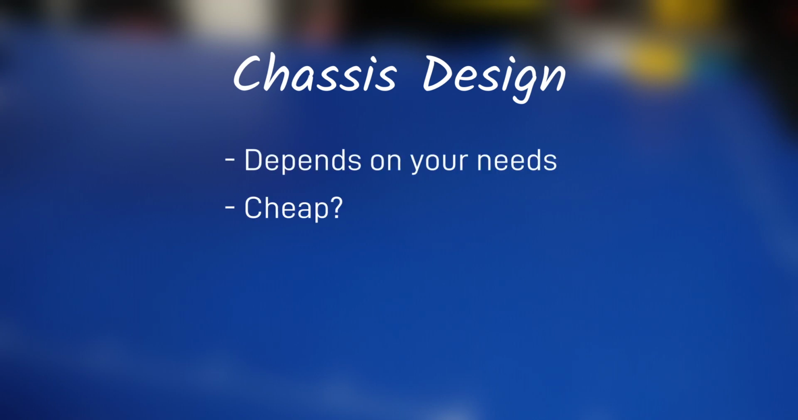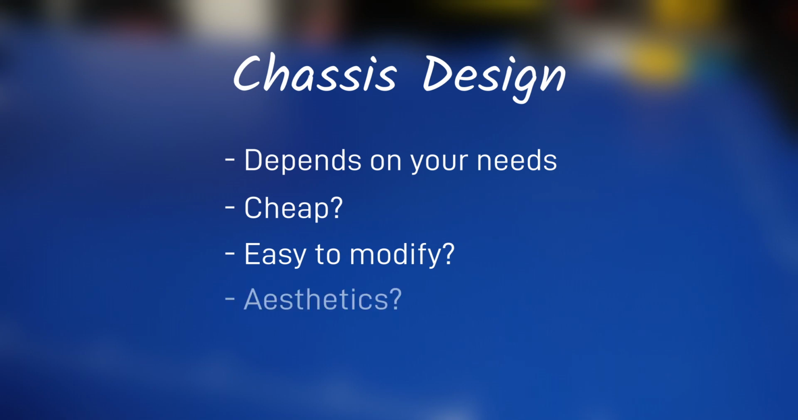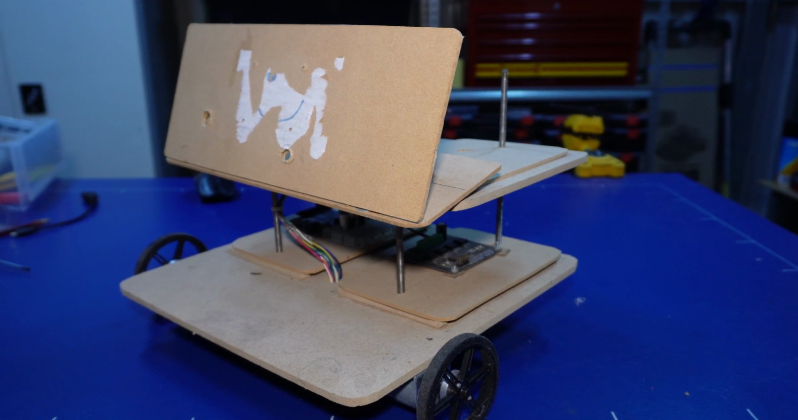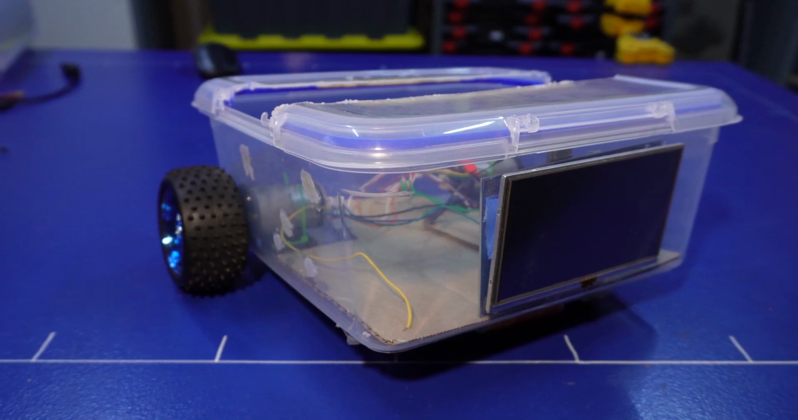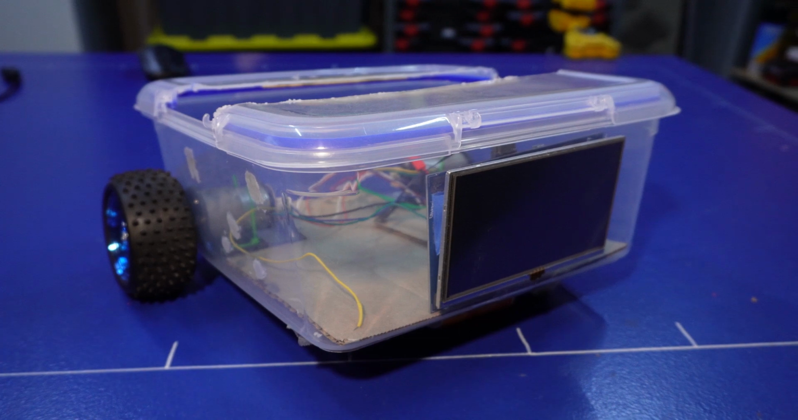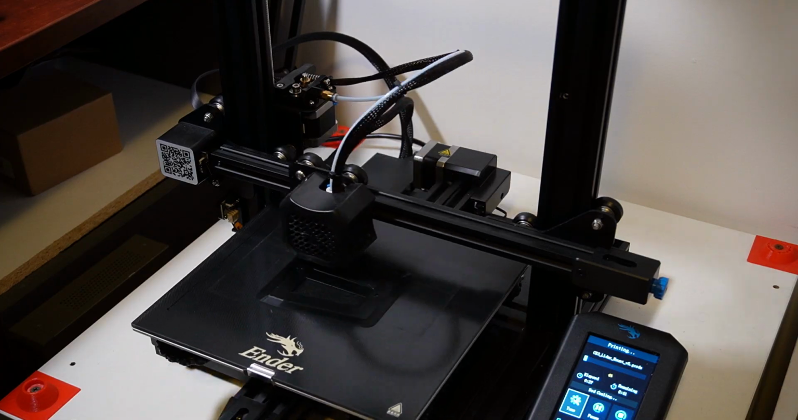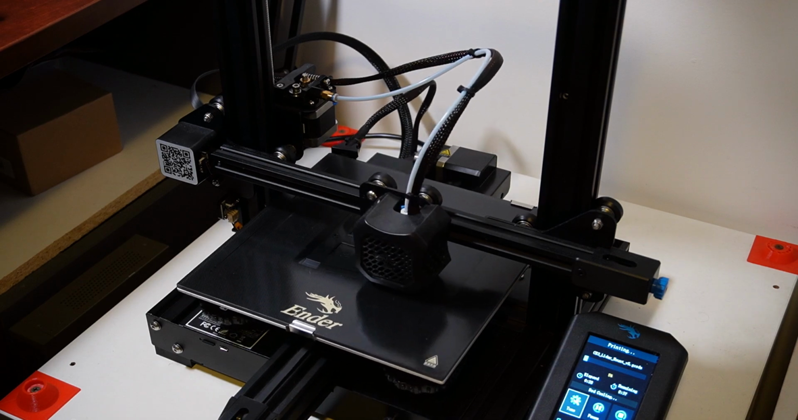Designing the chassis can be a pretty fun and interesting step in the build because it determines the final look and feel of the robot. Your design is going to depend on your needs: making it cheaply, making it easy to modify, making it look nice, or something else. You've got so many options. On the cheaper end, you could use some scrap wood, an old plastic container, or even some thick cardboard. On the other hand, you could carefully design it in CAD to be 3D printed, laser cut, or CNC routed. It's totally up to you.